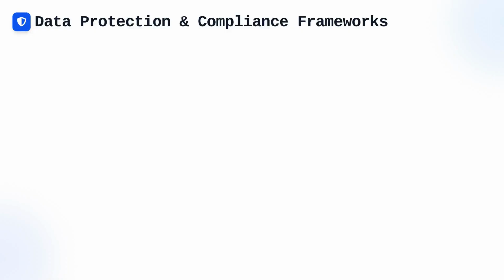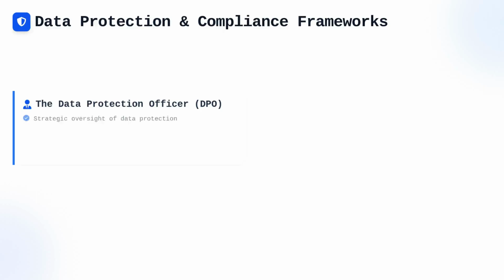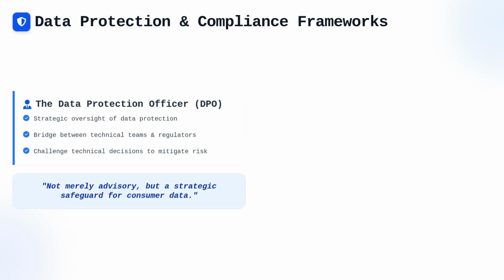Within these frameworks, the role of the data protection officer has become a focal point, especially under regulations like the GDPR. A DPO is responsible for overseeing the strategy for data protection and ensuring that the organization adheres to the relevant laws while acting as a bridge between the technical teams and regulatory authorities. This role is not merely an advisory one. It requires a deep understanding of corporate processes and the ability to challenge technical decisions that might put consumer data at risk.